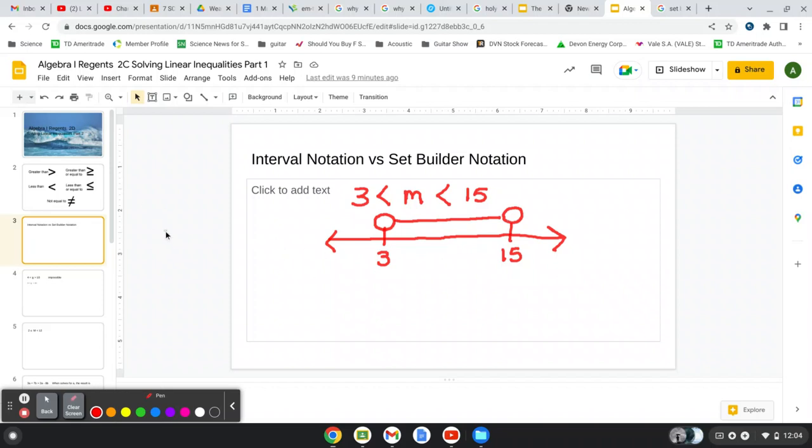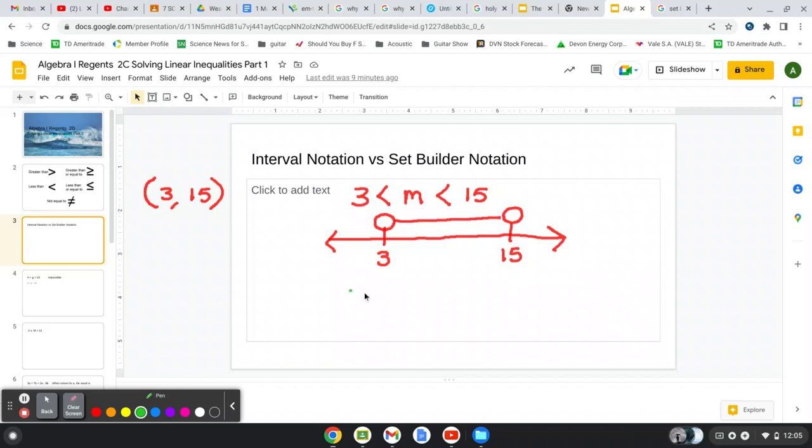And if we wanted to do interval notation, we would put parentheses, 3 and 15. Now, you use parentheses when the variable doesn't include those numbers. So this is the minimum, this is the maximum, and m is not included because you have those parentheses. So it's anything in between those numbers.